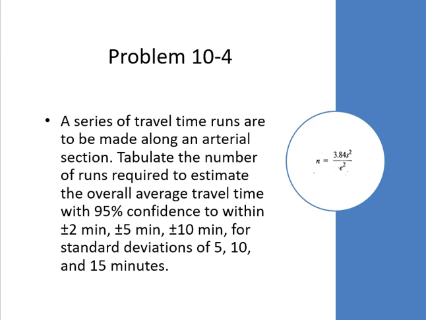They want a confidence level of 95%, and they want to be accurate within plus minus 2, plus minus 5, plus minus 10, and the standard deviation should change from 5, 10, and 15. So different values are given. In this equation, what is S? The standard deviation. We have three different values of it. What is E? Tolerance level, and we have three different values of the tolerance levels.